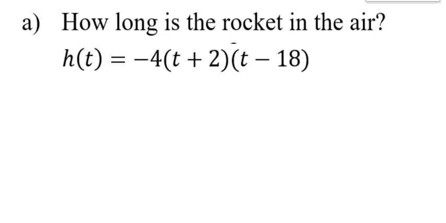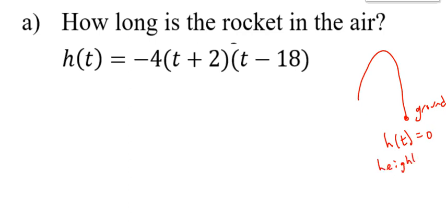So how long is the rocket in the air? So the rocket is in the air until it hits the ground. And when it hits the ground, well, the ground is a height of 0. It's called ground level for a reason. So we're going to let the height be 0 and then figure out what time it takes to get to a height of 0. So now that I have 0 over here, I remember why I really like factored quadratics.